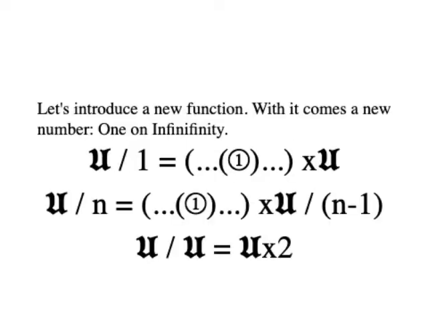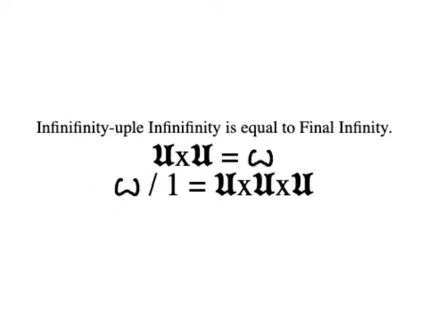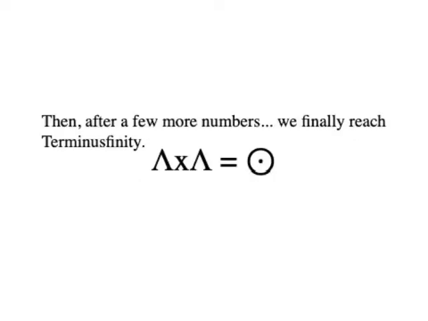Let's introduce a new function. With it comes a new number, 1 on infinifinity. Infinifinity upper infinifinity is equal to final infinity. Then, after a few more numbers, we finally reach terminus finity.